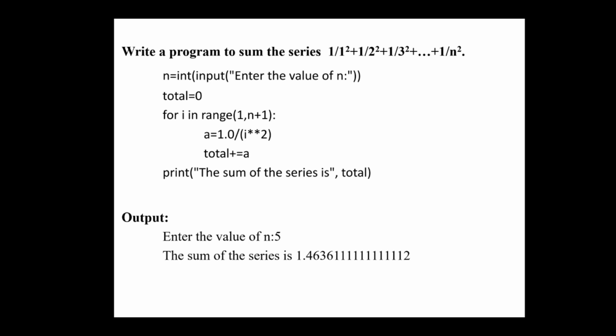i in range(1, n+1): a = 1.0 / i**2, that is i square, total += a, that is total = total + a, and print the sum of the series is total. Here the first 3 statements are the same.